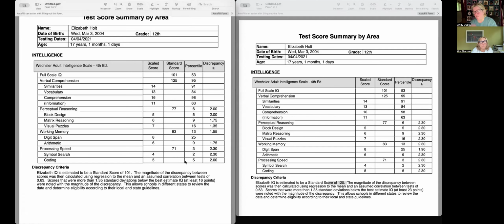So if you go in and you do a statistical analysis on this, on the IQ test, the discrepancy between index scores is astronomical. Like, this is a really, really, really complex profile. This kid has really, really high verbal skills, but her ability to think and work in space is impaired.